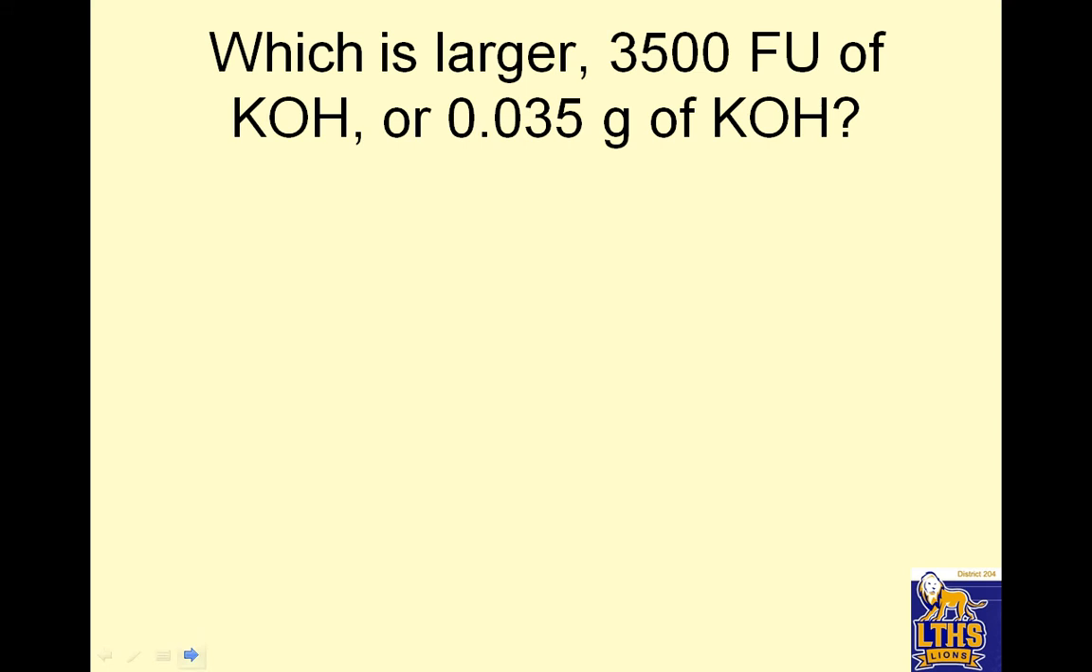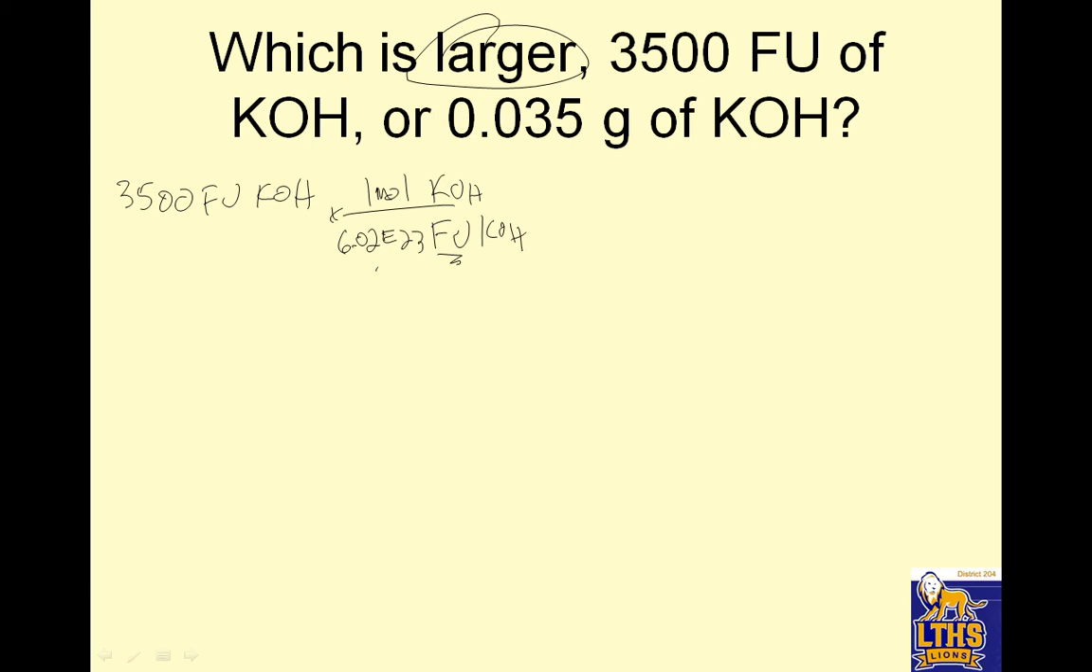Which is larger, 3,500 formula units of KOH or 0.035 grams of KOH? Again, if I'm comparing them, I'm going to convert into my favorite happy unit, the mole. 3,500 formula units KOH times dividing bar, formula units, and 1 mole of KOH. The number for formula units, remember that's a little bitty one, is 6.02E23. Because these are small, this number is big. So 3,500 divided by 6.02E23 is 5.81E-21. Oops, sorry, moles. So that's a small number, right? That's 0.00000, a whole bunch of them.